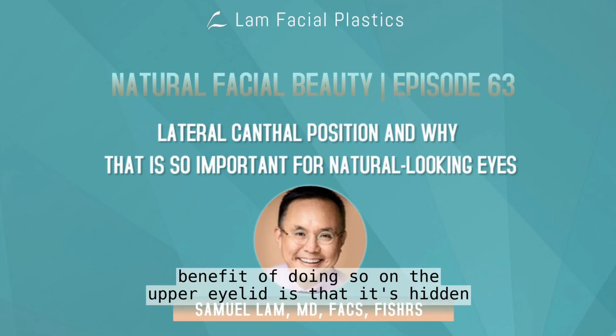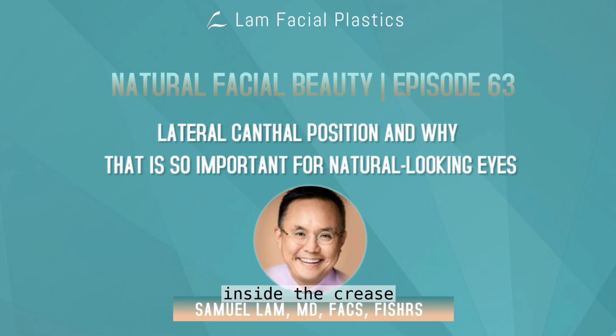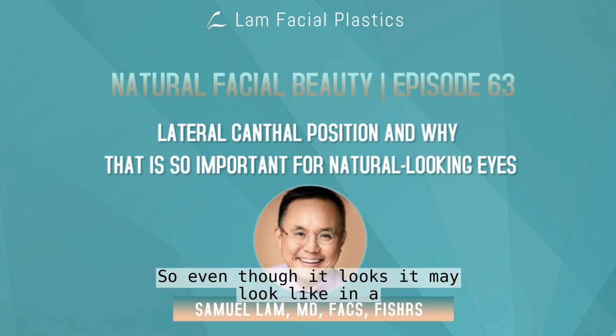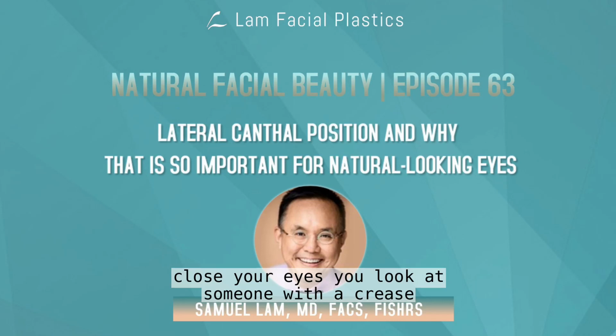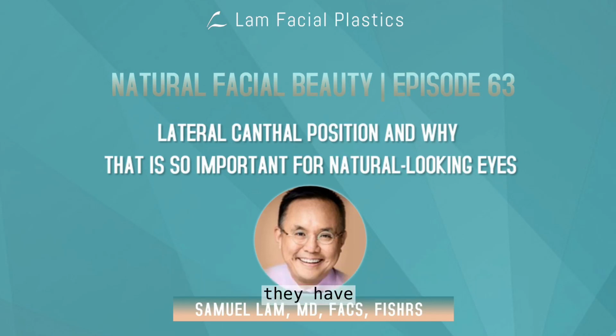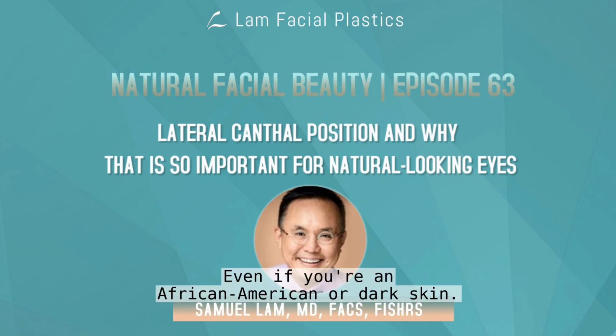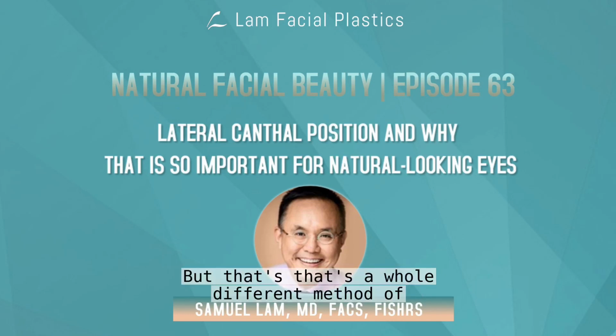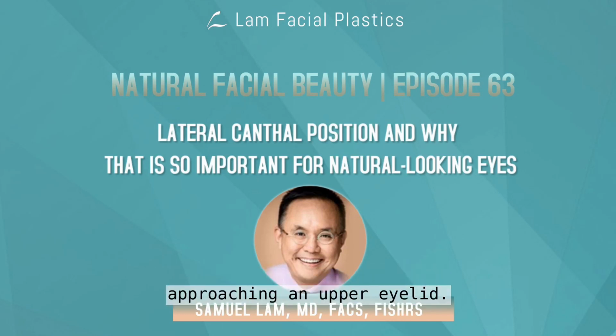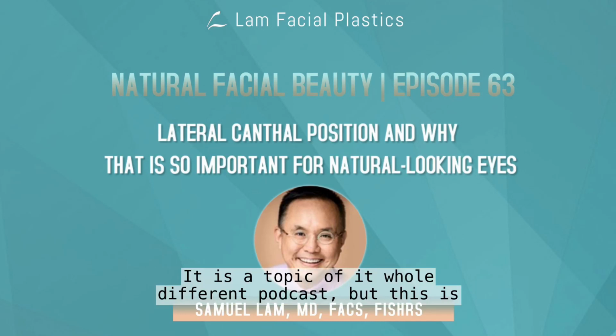And the other benefit of doing so on the upper eyelid is that it's hidden inside the crease so that you don't even see it. And so even though it may look like a line, that line is something that actually exists. When you close your eyes and you look at someone with a crease, they have that line already there, so it doesn't look like a scar, even if you're an African American or dark skin. Now, there's a different story if you're an Asian without a crease whatsoever, but that's a whole different method of approaching an upper eyelid. That is a topic of a whole different podcast.